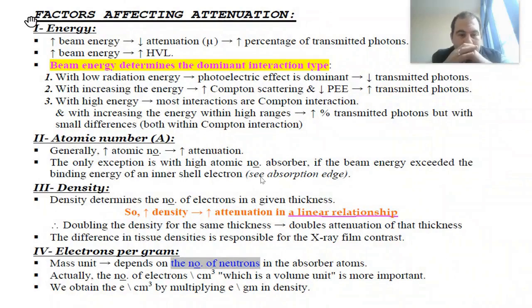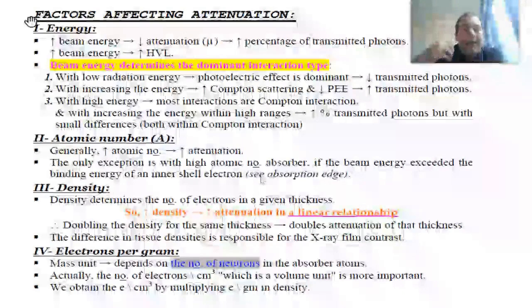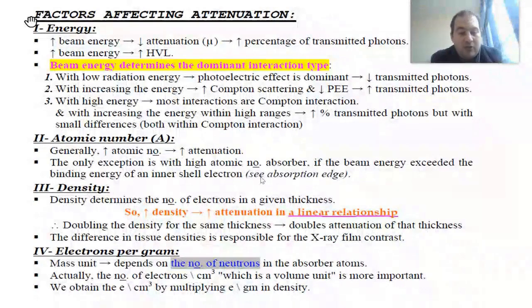Regarding the atomic number, if the atomic number of the material increases, will this increase the attenuation? Of course it will, because an increase in the atomic number means an increase in the number of protons and electrons, which leads to an increase in the probability of interactions occurring. So this results in an increase in attenuation. This is something we always observe, for instance in lead, whose atomic number is higher than that of aluminum or other materials.